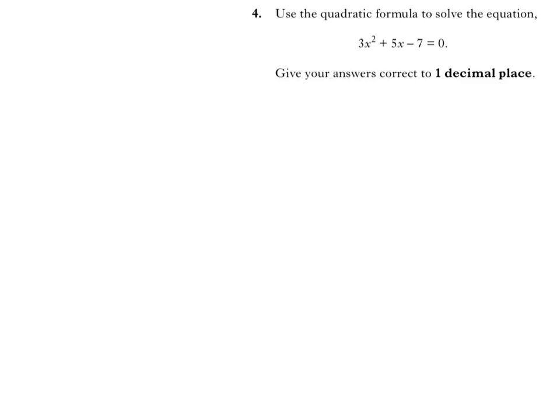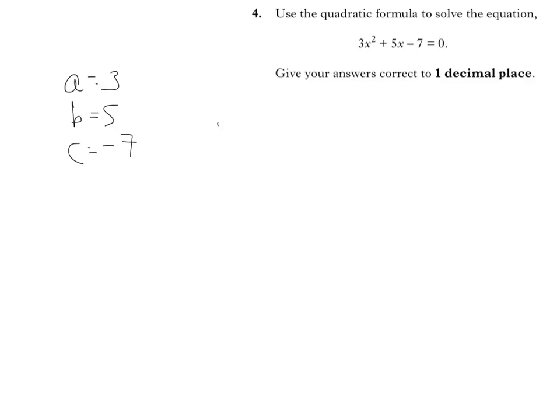Okay, section 13, question 10. Use the quadratic formula to solve the equation 3x squared plus 5x minus 7 is equal to 0. Give your answers correct to 1 decimal place. Right, so the first thing that I'm going to do is identify a, b and c. So a is 3, b is 5 and c is minus 7.